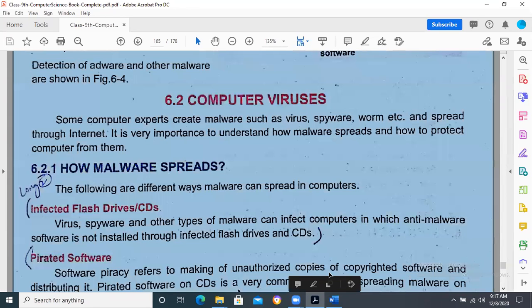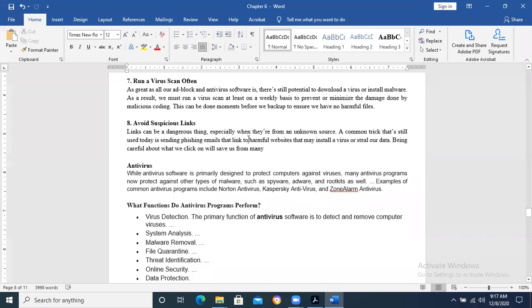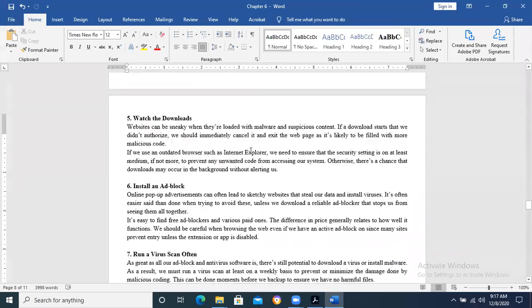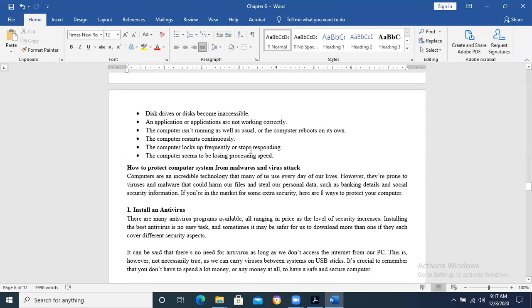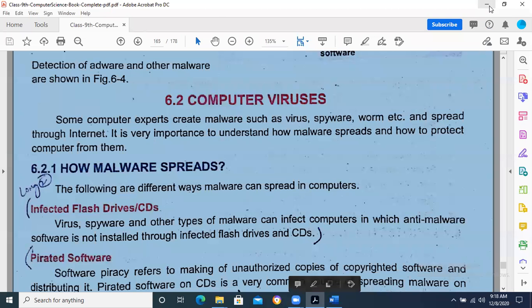Last time we had started the topic of how you can protect your computer system from malware attacks or any sort of virus attack. We are going to continue the same topic today.